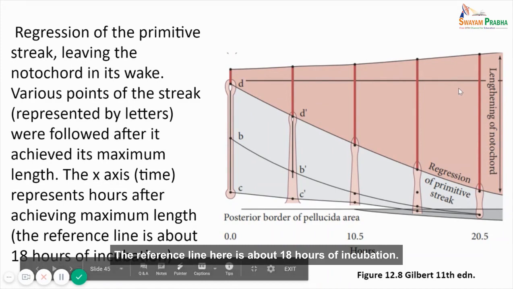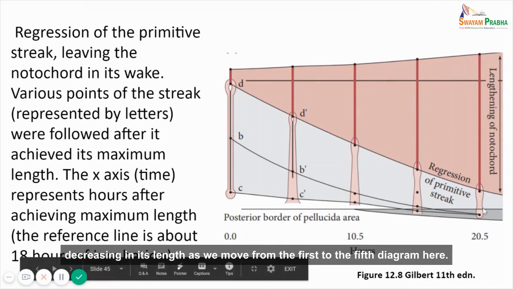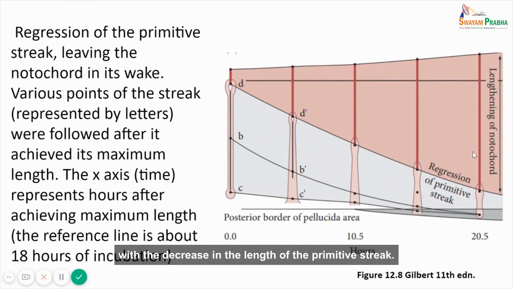So here we see this is the graph which is showing the regression of the primitive streak. The primitive streak is decreasing in its length as we move from the first to the fifth diagram here. And the length of the notochord is increasing concomitantly with the decrease in the length of the primitive streak.